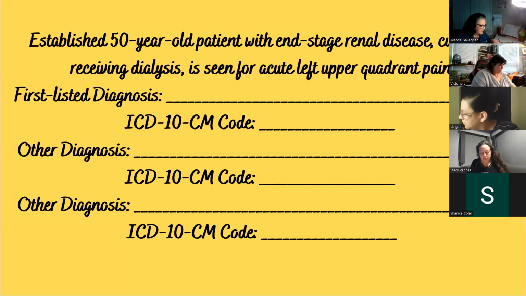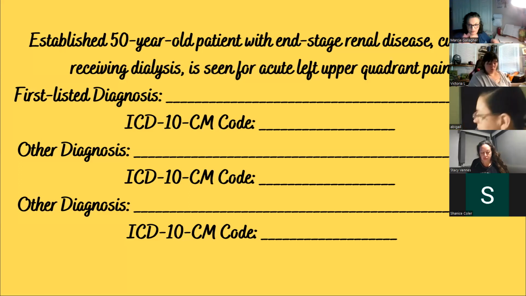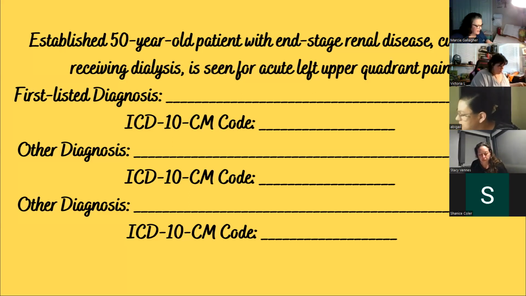So we see renal, but we need end-stage renal disease, right? Good morning, Shanice. So we're going to take our finger and follow all down that line until we see end stage. Found it. Okay, so I want us to write down, what's the code? N18.6. Yes, N18.6. All right, so that is our first listed diagnosis.